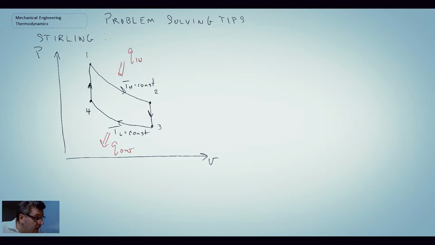Now, a couple of things that you can note in terms of solving these problems. First of all, the specific volume between 4 and 1 is the same. Another thing is from 2 to 3, you have the same thing where the specific volume is the same. You can write the specific volume using the ideal gas equation. And finally, we can write out an expression.